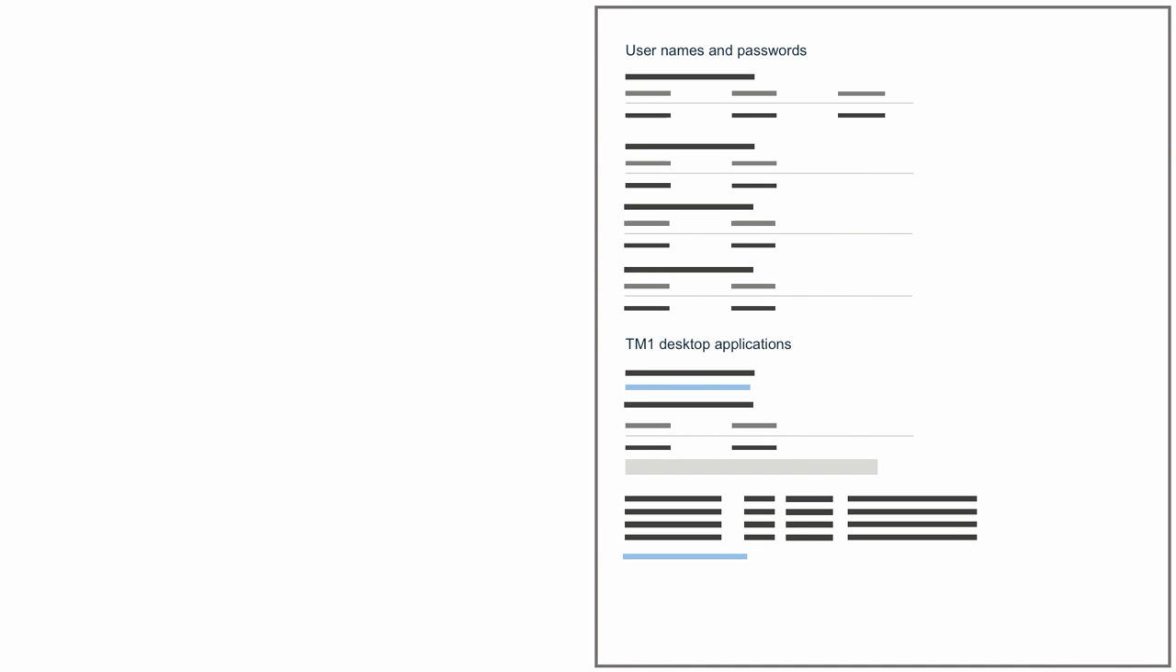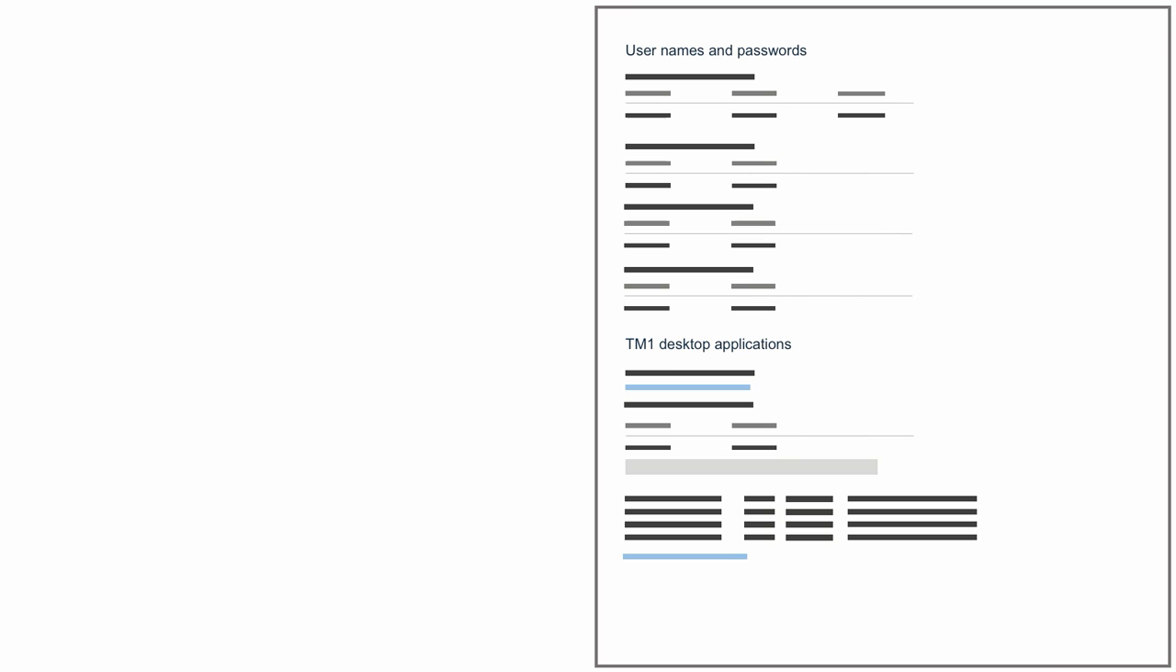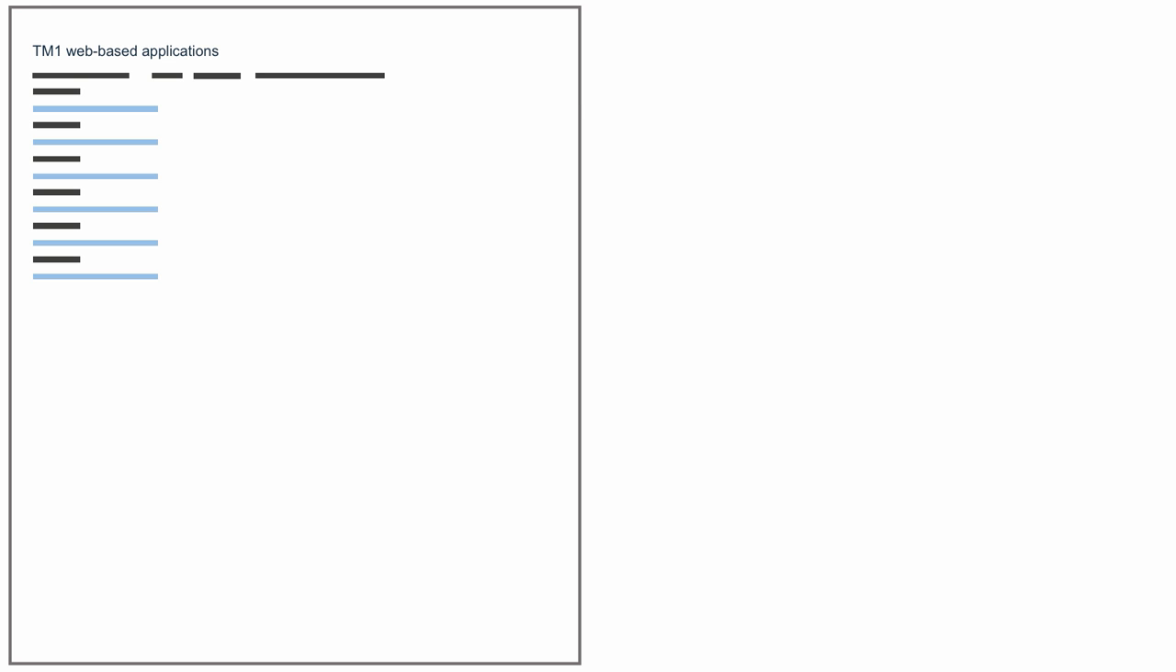The TM1 Desktop Application section contains a cloud desktop system address and credentials to access Planning Analytics desktop clients using Windows Remote Desktop Connection. In the zip file containing your Welcome Kit, you'll also receive RDP files. Use these files, the system address, and the credentials provided to connect to your remote desktop clients. Note, the credentials provided in this section are only used to connect to the remote desktop and not to any TM1 applications. Next, the TM1 web-based application section contains URLs for accessing several Planning Analytics web components such as TM1 Web and IBM Cognos BI.